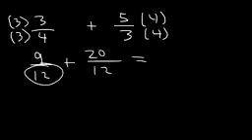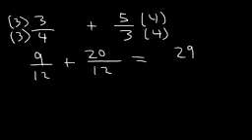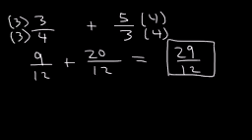Now that we have the same denominator, we can add the numerators. So 9 plus 20 is 29. So this is the answer.